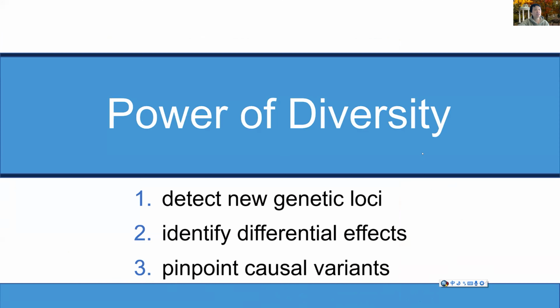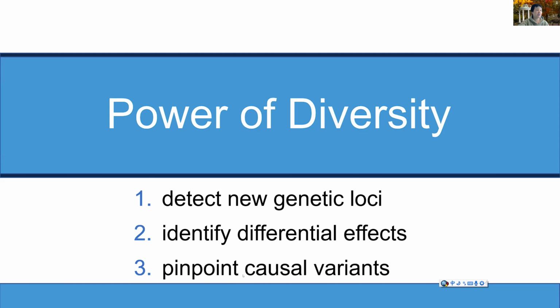And then I will talk about the power of diversity in 3 aspects. There are actually many good reasons, again, scientific reasons as well, to expand and promote diversity. I will just focus on 3 different aspects. First is the detection of novel genetic loci from genetic association studies. I'll give 2 examples here, and then I will give 1 example in terms of identification of effects that are differential across ancestral groups. And finally, we'll talk about the power of diversity in terms of pinpointing causal variants through fine mapping methods.